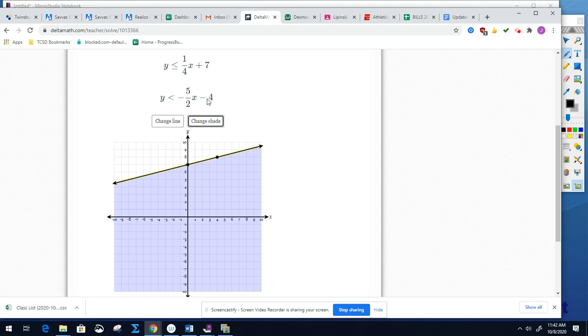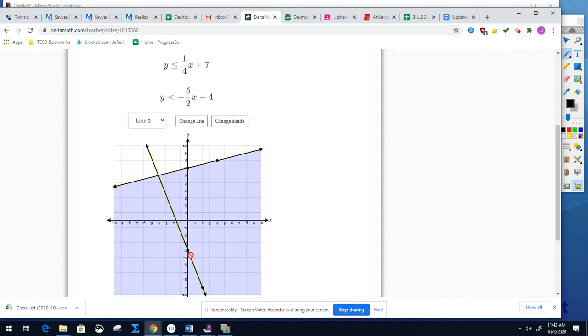Then it will let me go to the second line with a y-intercept of -4 and a slope of -5 over 2. So for -5 over 2, I can go down 1, 2, 3, 4, 5, right 2. I could also have gone up 1, 2, 3, 4, 5, and left 2, and that would have gotten me to the same exact point. Now, do I need to change the line? Yes, because it's just a less than symbol, so it needs to be dotted. And then I'm going to shade everything below.